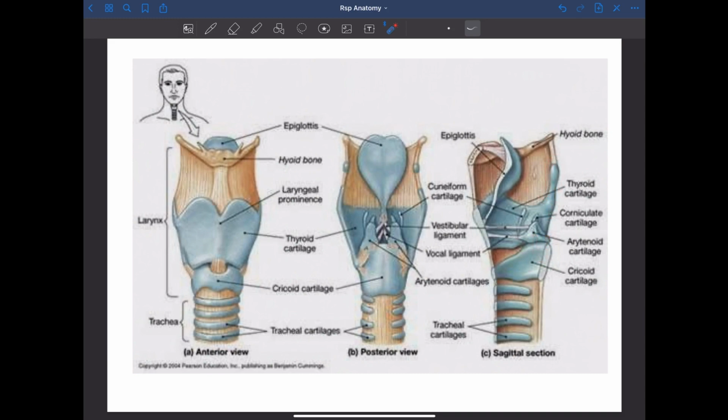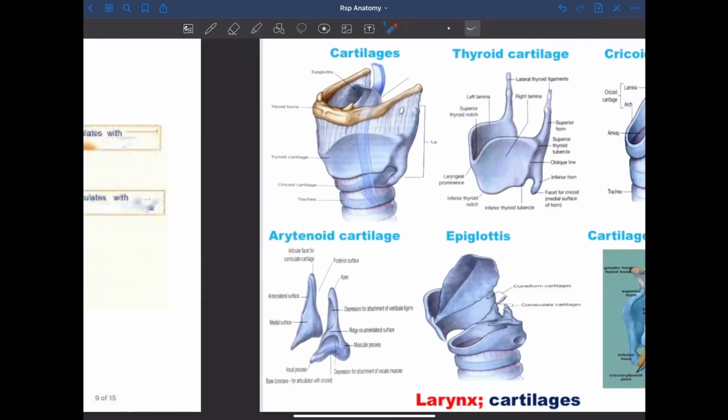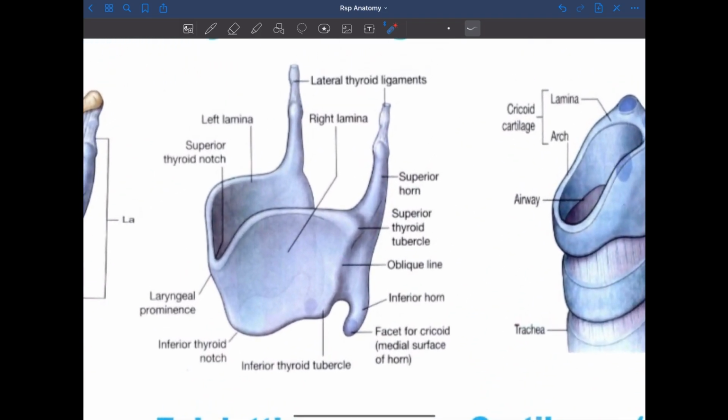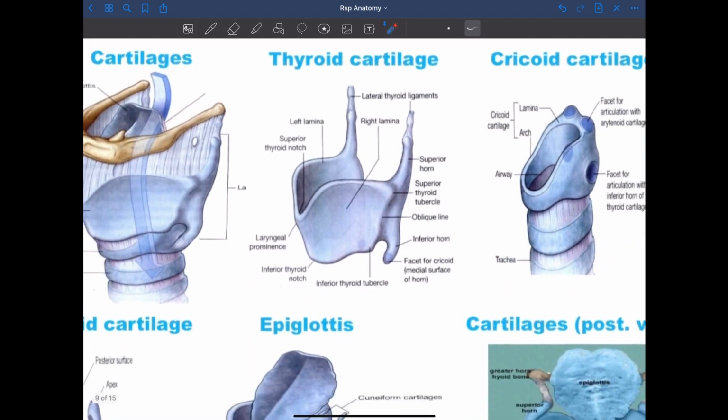It is not clear in this image, but we can see it here. It forms a superior thyroid horn and an inferior thyroid horn. Superior and inferior horns. Then it forms an oblique line. Okay, that's all about the thyroid cartilage.